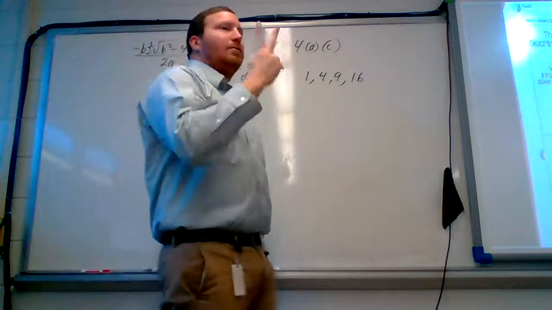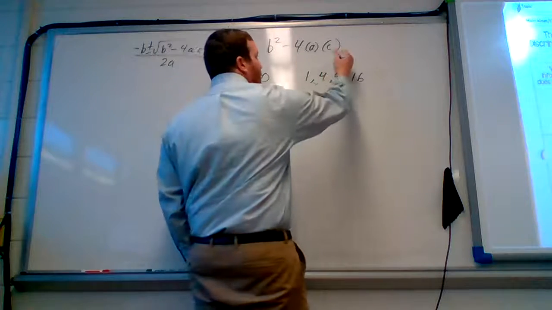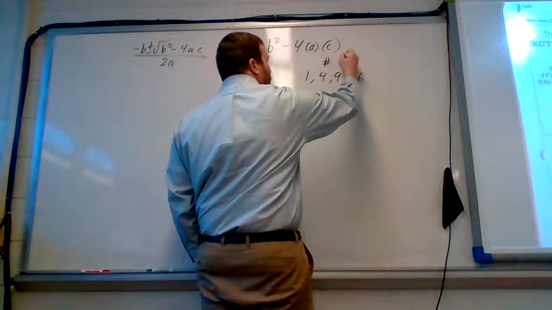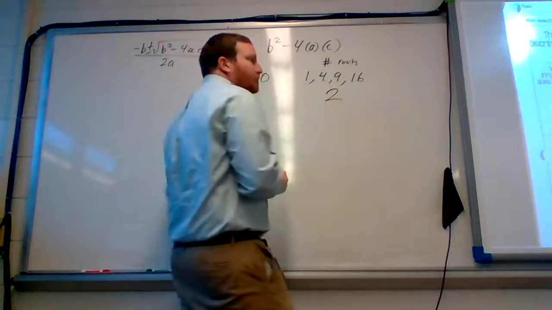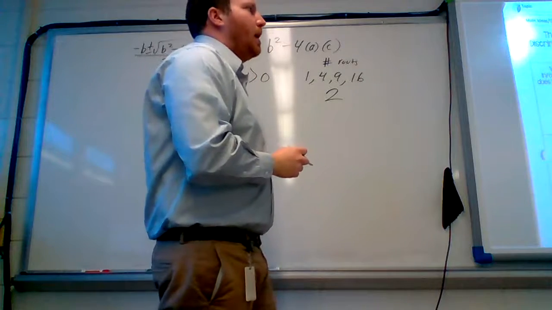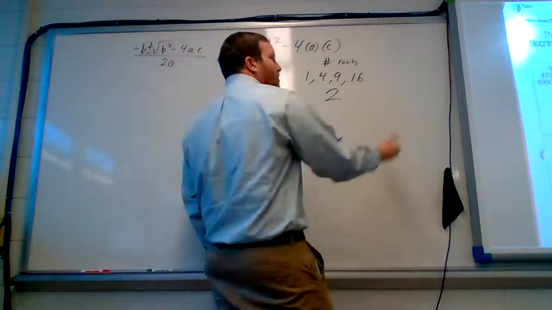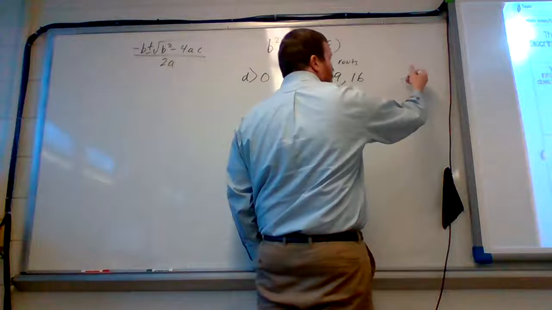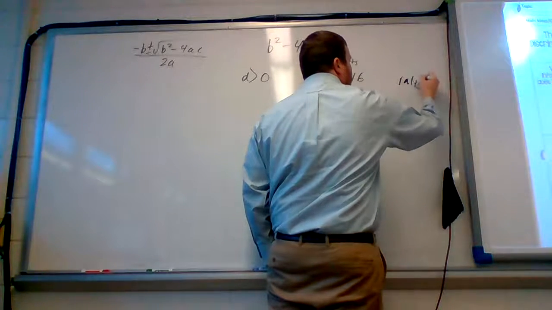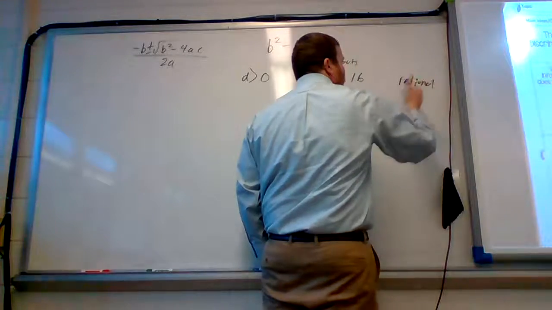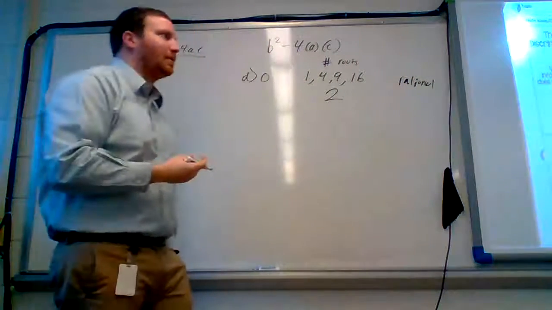We know we're going to get 2 roots, so the number of roots in this case would be 2. And the type of roots are both going to be either integers or we're going to say rational roots, meaning that they can be represented as a fraction.